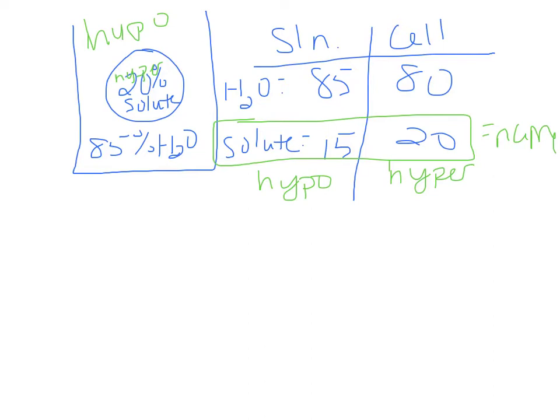So 85 is bigger than 80. Water goes that way. Water will go into this cell. And we'll talk in just a minute about what would happen to the cell when the water went into it. Okay, let's say you were given a U-tube problem.